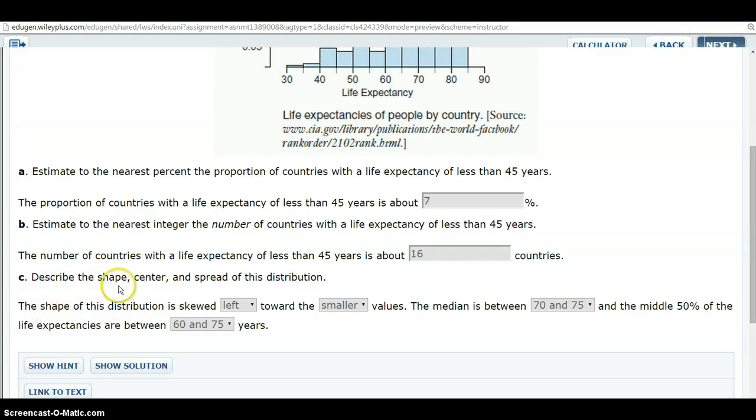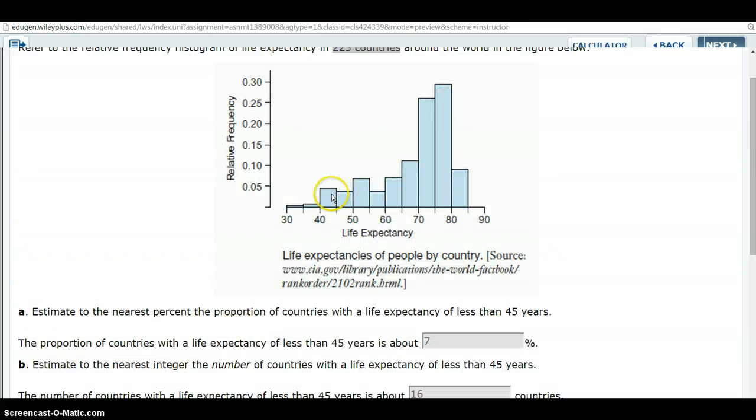So now we want the shape, center, and spread of the distribution. So any distribution is going to have these characteristics that are important. The shape of the distribution is skewed. In other words, we don't have that typical bell. We have the data kind of collected over here on the right.